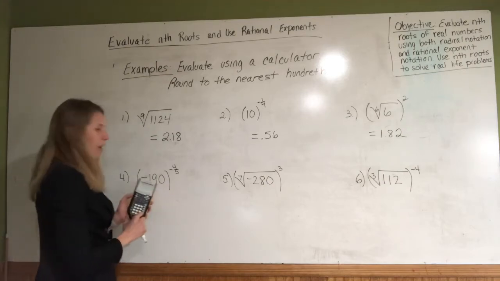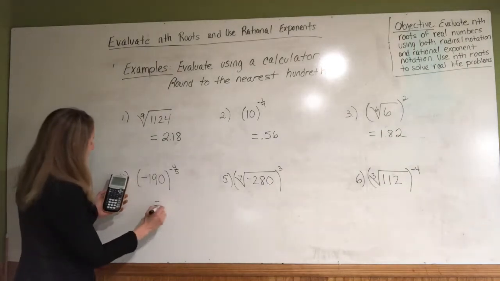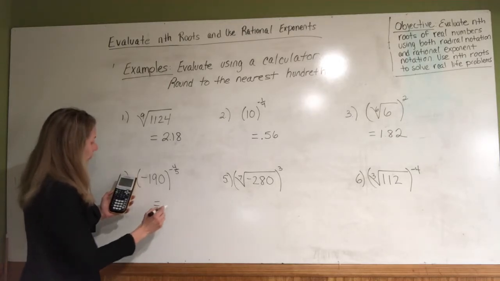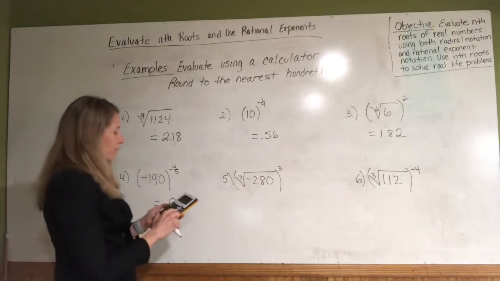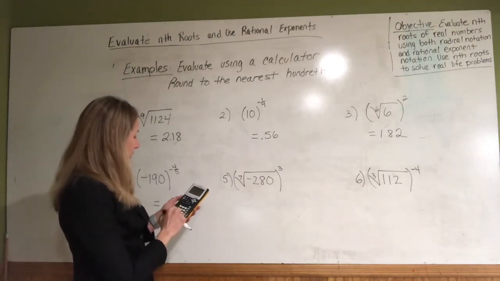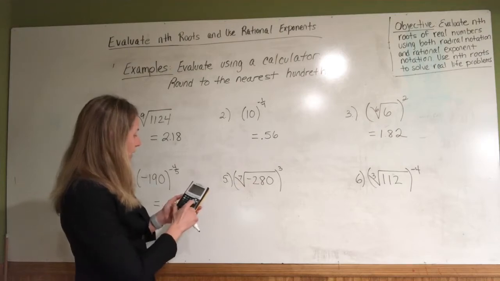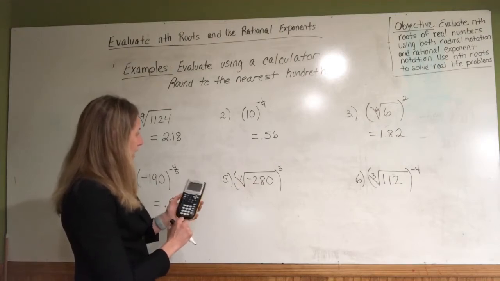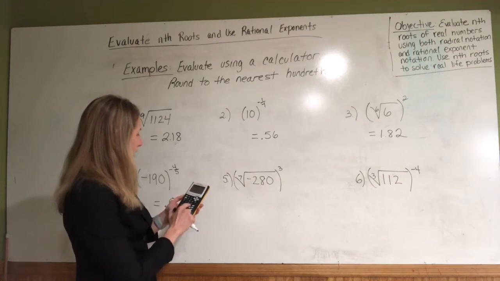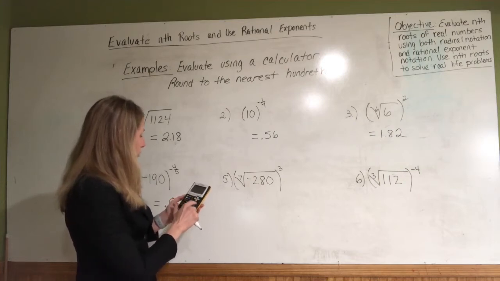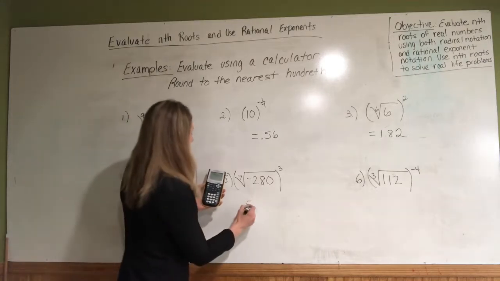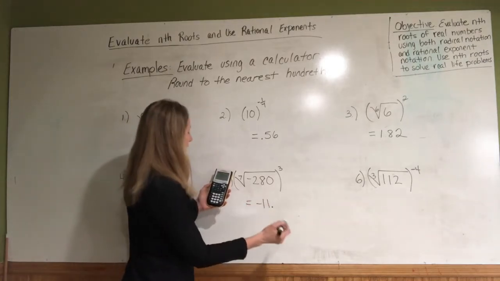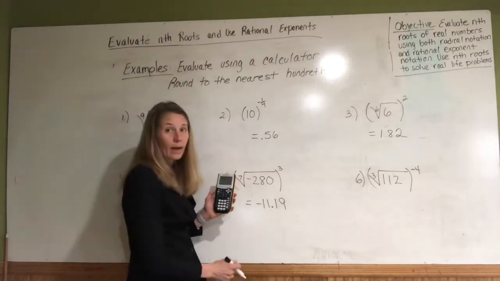Some calculators, you may not need to do that. And for this one, I have 0.01503, so I'm just going to round it to 0.02 since I'm going to the nearest hundredth. For number 5, parenthesis, then 7, then I'm going to go to my math menu down to that x root, and then I'm going to type in -280. Make sure you arrow out of there, close your parenthesis, and then raise it to 3. And you will get -11.188, which is going to round to 0.19.